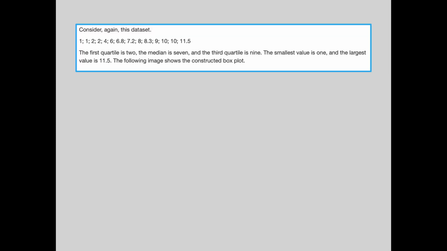Now, consider again the data set. We already did this data set, okay? Now, the first quartile is 2, the median is 7, and the third quartile is 9. Those are the numbers that are going to make the box in the middle. The smallest value is 1, the largest value is 11.5. And remember, when we did this calculation, there was nothing that was an outlier in this problem, okay? So what would your box and whisker plot look like, or your box plot look like?